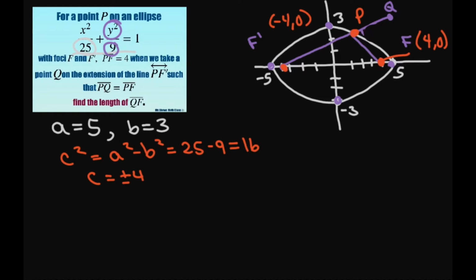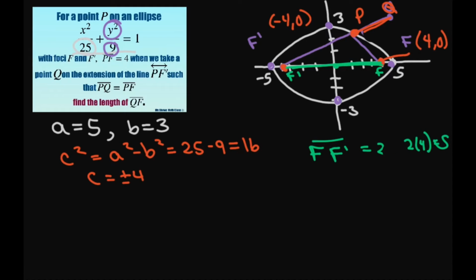Let's do this. I'll erase that a little bit. And this is going to be point Q. And this is the extension line. So let's look at FF prime. FF prime here is going to be 8. The distance between F prime and F is 2C, so it's just going to be 2 times 4, which is 8. It's just 2 times your C part. Maybe I should put C here.